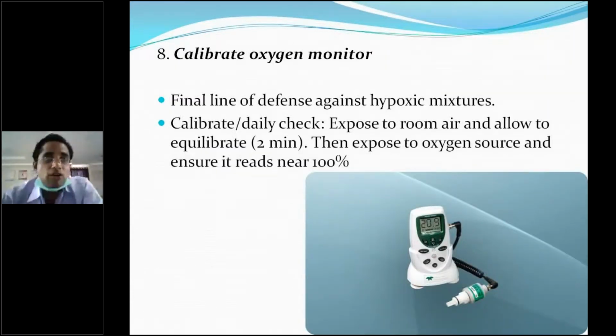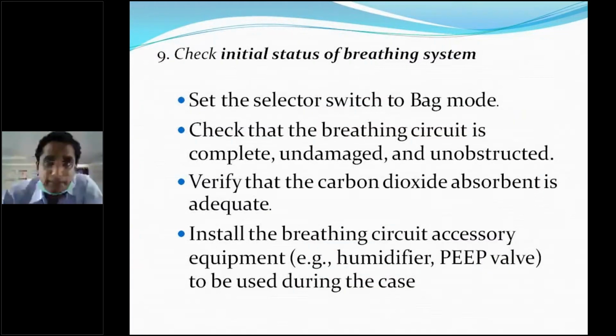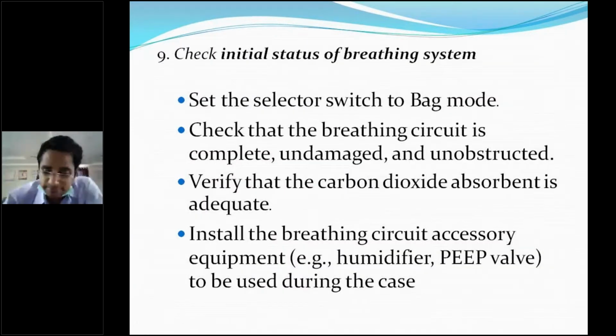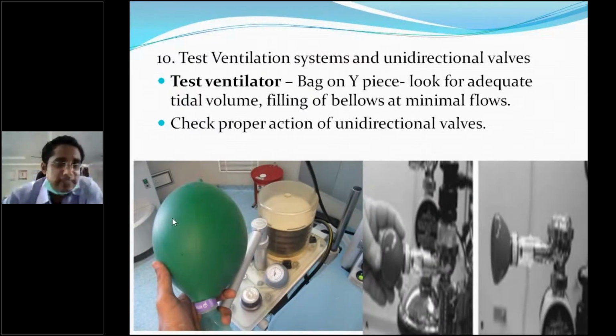You need to calibrate the oxygen monitor. The normal percentage of oxygen in the atmosphere is 21%, right? And here you can see in this oxygen calibrator, it is reading 20.9. So you need to calibrate the oxygen monitor first, and you need to check the breathing system and the ventilator system. Here on the left side, this is known as the reservoir bag, and this is the ventilator.